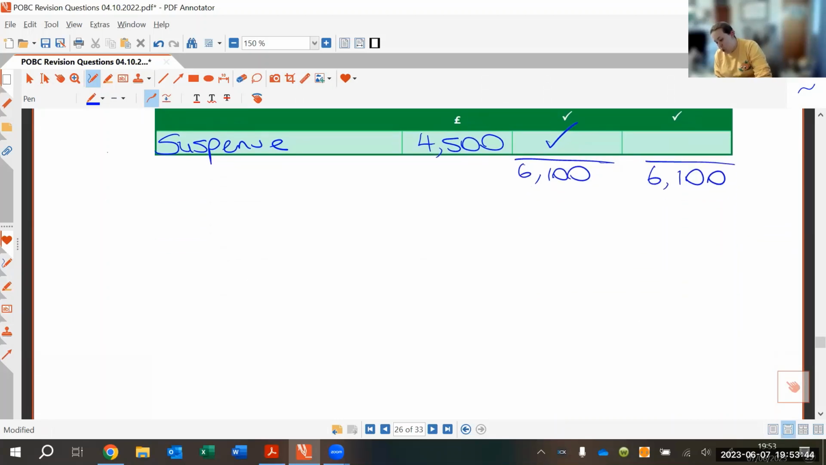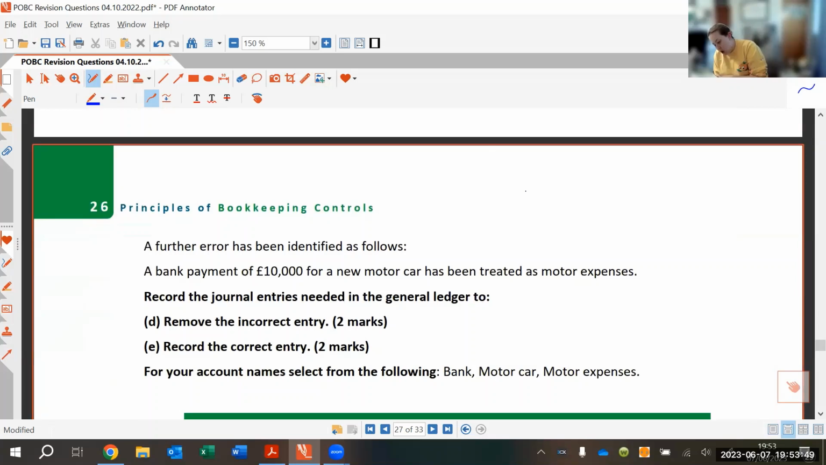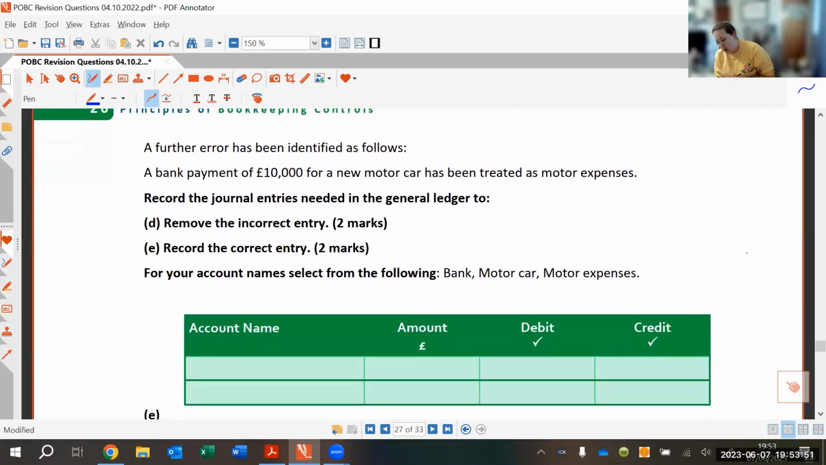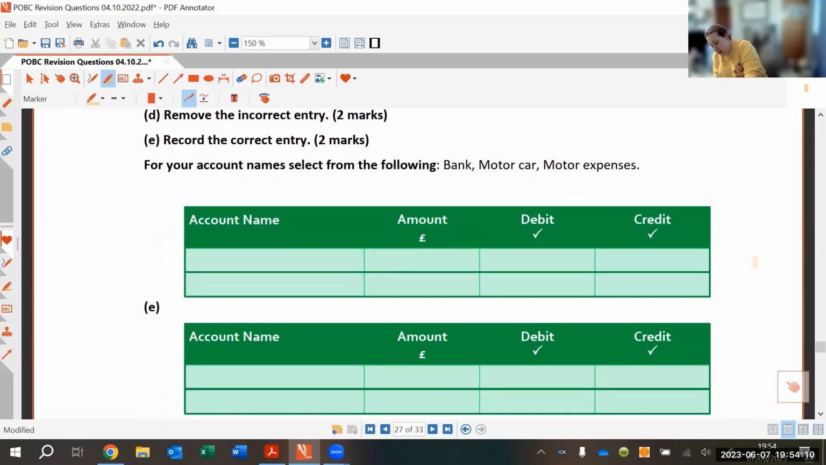Right, a couple of quick questions to finish off this task. Okay, we've got another error where a bank payment for £10,000 for a new car, that's an asset, has been treated as motor expenses. So we've got two journals. We need to remove the incorrect entry in this first one here.